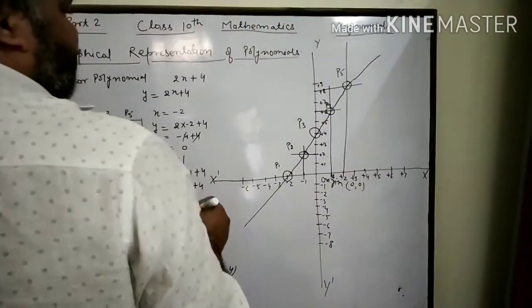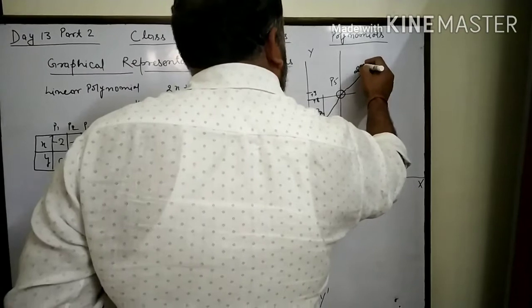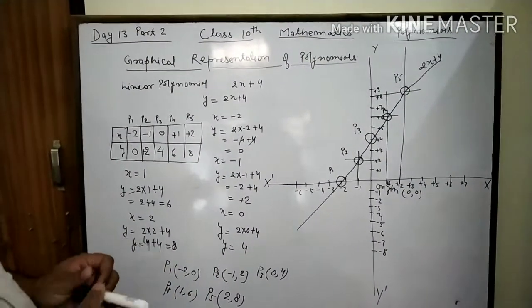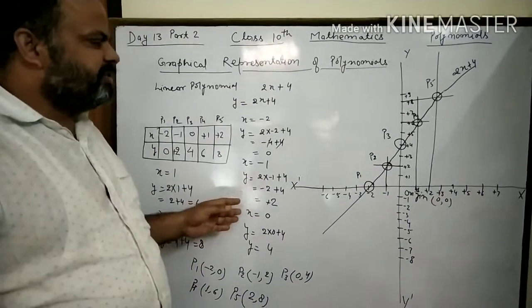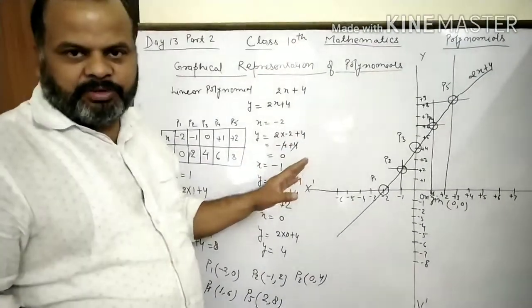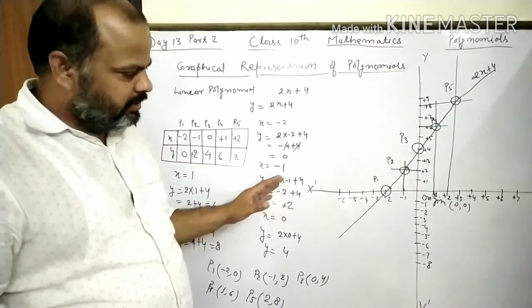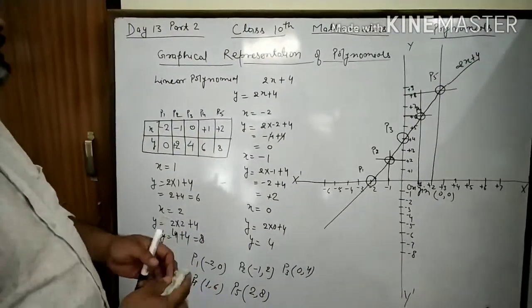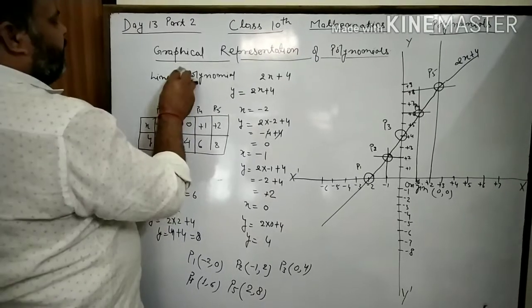This is the graph of the equation 2x plus 4. It is the graphical representation of a linear polynomial. Is that clear? Then after this we can discuss the graphical representation of the quadratic polynomial.